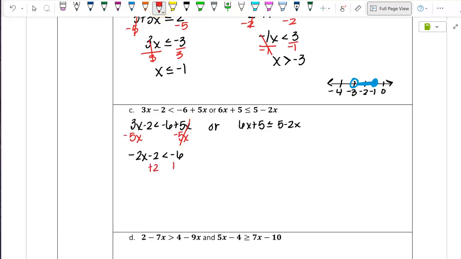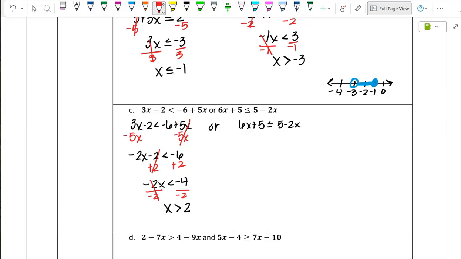Then we add 2 to both sides. -2x is less than -4. Divide both sides by -2, and we get x is greater than 2. Again, we divided by a negative, so we have to change the direction of that inequality.